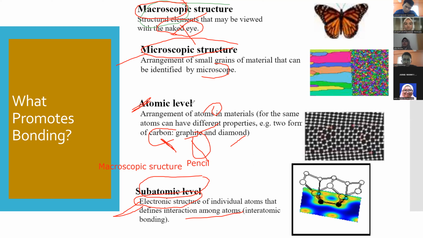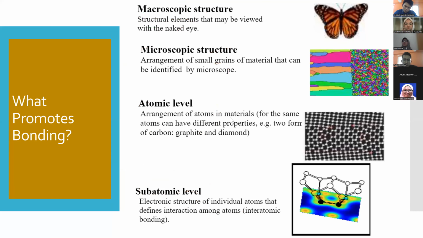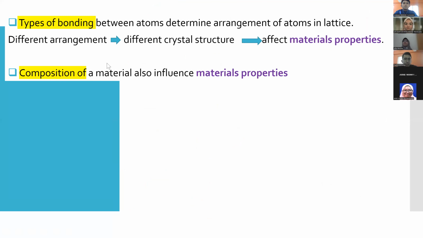When we talk about the subatomic level, the electrons determine the arrangement of atoms. There is an arrangement, there is an electron, okay? There is an arrangement of atoms to become some material. It happens because there is a bonding.